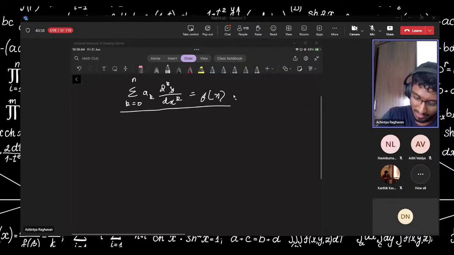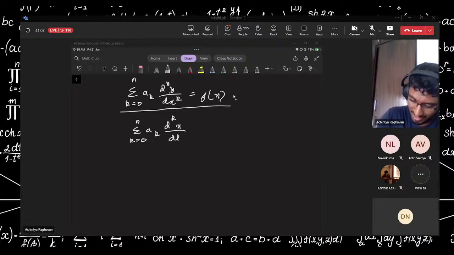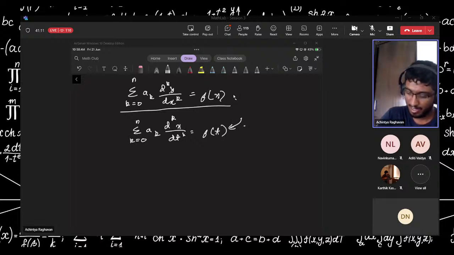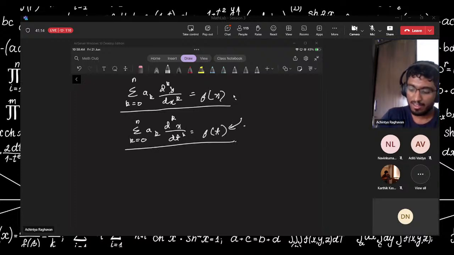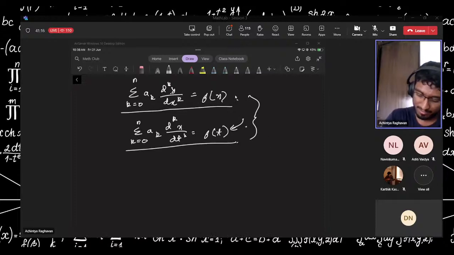Sometimes you'll see me using a different notation where I replace y with x and x with t. This is the same thing, it's just a different way of writing it. This comes up in physics a lot, so I use this sometimes. But keep in mind, these two are the same thing.